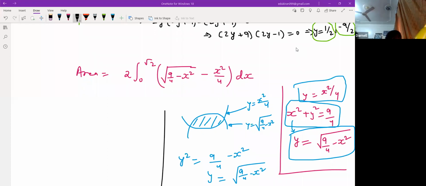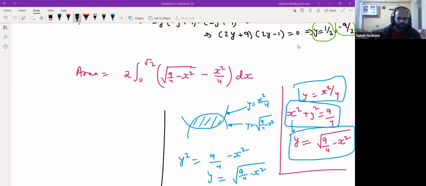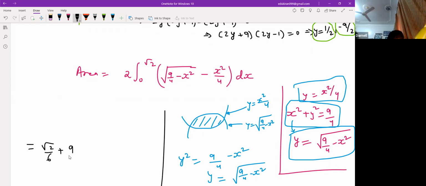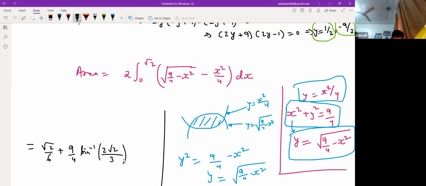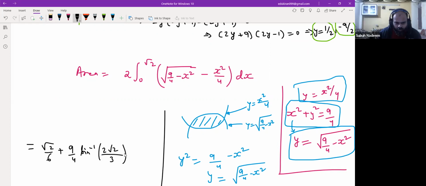Oh, so I got root 2 by 6 plus 9 by 4 sine inverse 2 root 2 by 3. Okay, one second, let me write it. You got root 2 by 6 plus 9 by 4 sine inverse 2 root 2 by 3. Okay, this is what you have got.